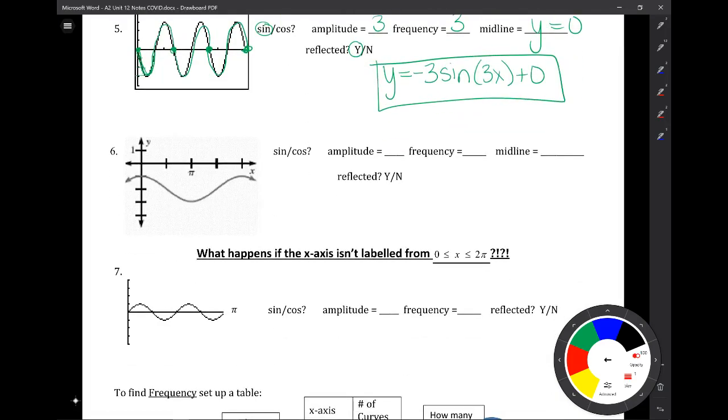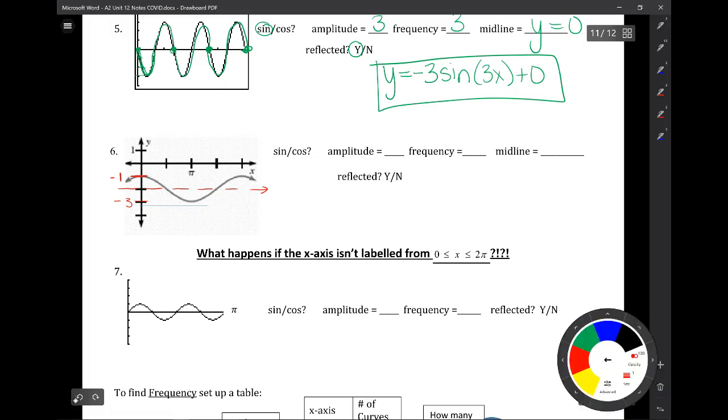Okay, number 6. Oh, there's definitely been some shifting happening on this one. It might actually help us to figure out, okay, so if the highest it goes is -1, and the lowest it goes here is -3, then let's draw in a nice midline dashed line there to help us see that. All right. Go back to my pen. Did I select it? Yeah, okay.